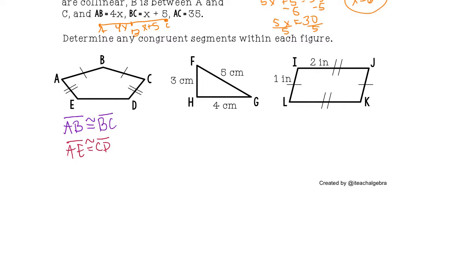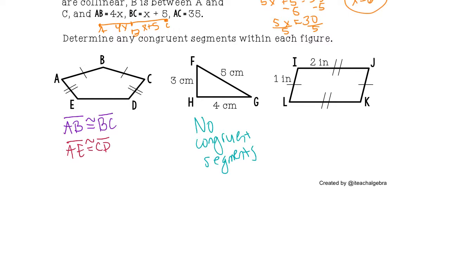A triangle FGH. FH is 3 centimeters, FG is 5 centimeters, GH is 4 centimeters. This has no congruent segments. And we can tell that because all the sides are different lengths.